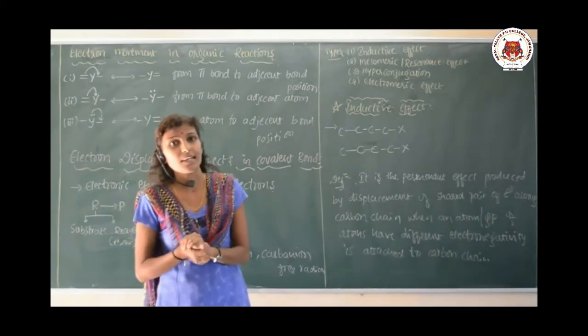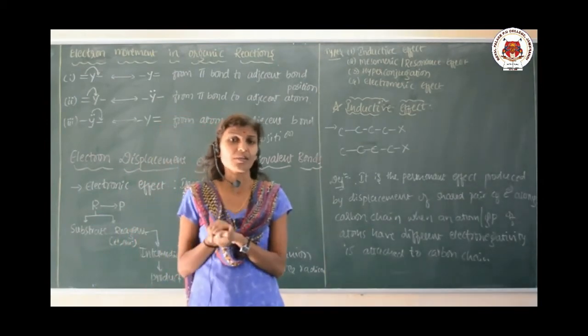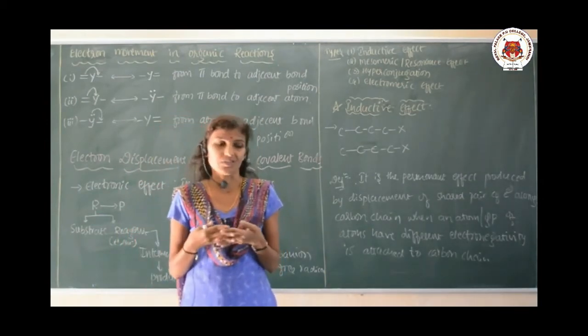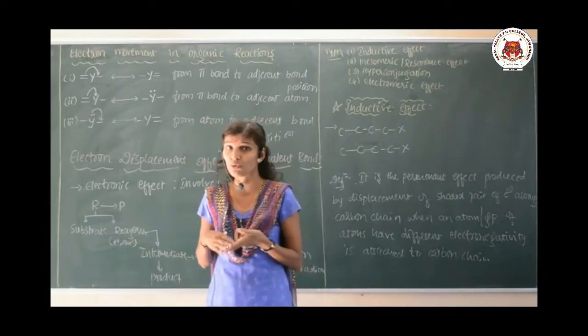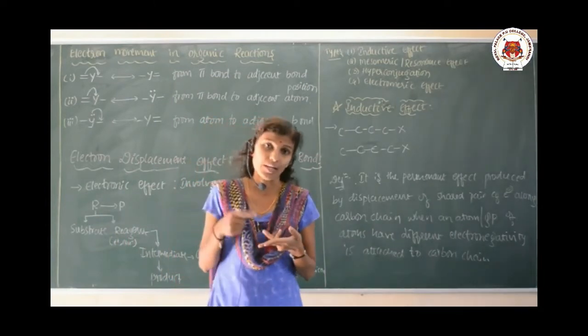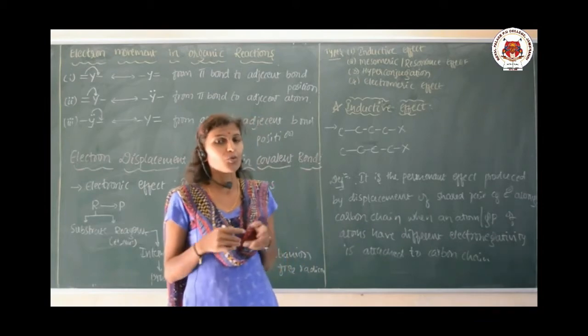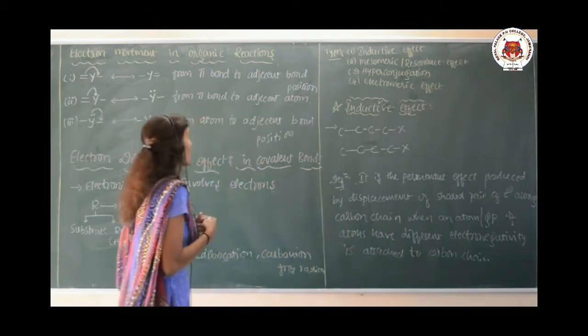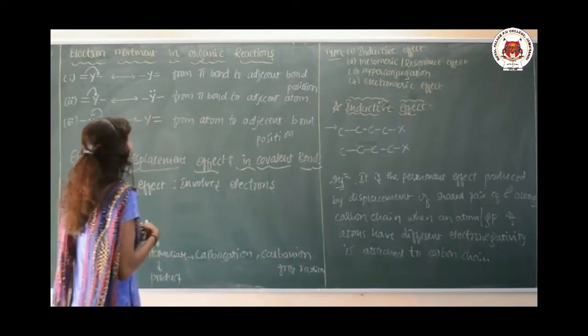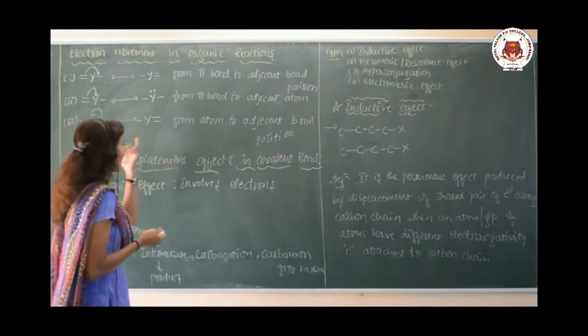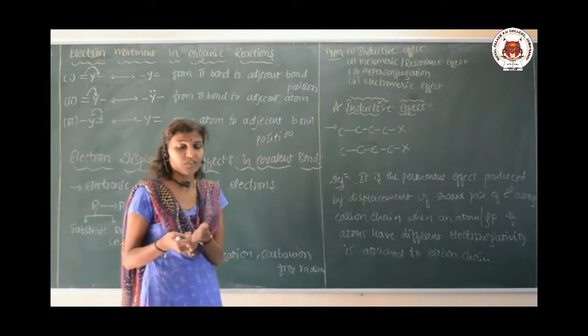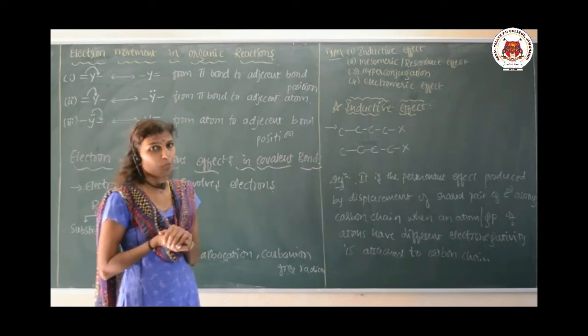So in our last class we discussed different terms and definitions, like electrophile, nucleophile, carbocation, carbanion. And in today's class we are going to discuss the electron movement in organic reactions and electron displacement effects in the covalent bond.